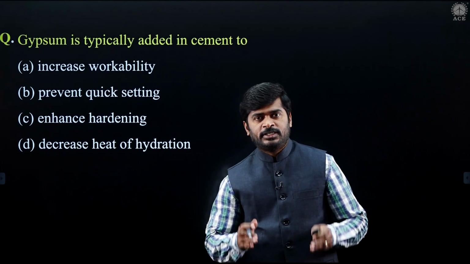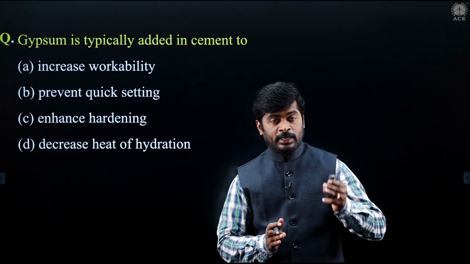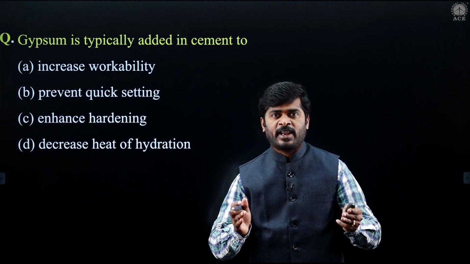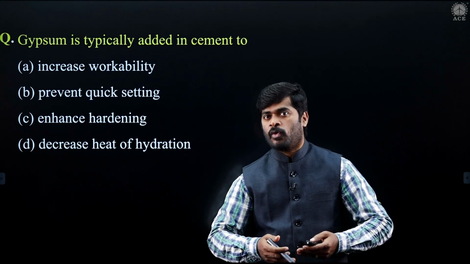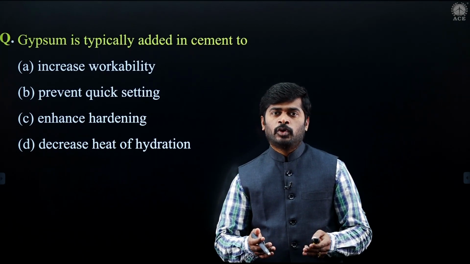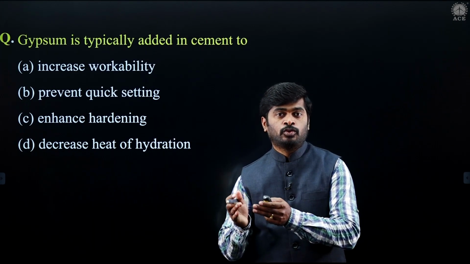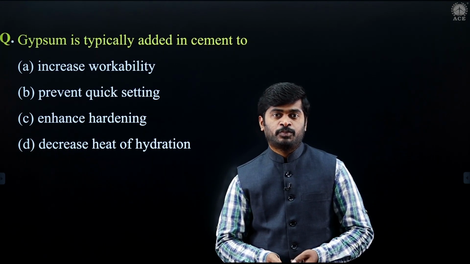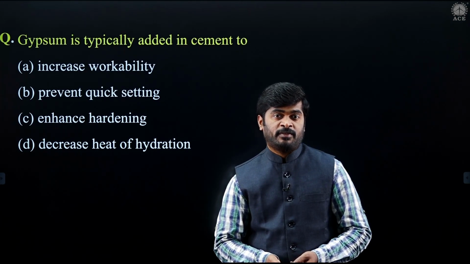My dear, gypsum is added to the cement clinker at the end of grinding, which is added to avoid flash set. Here flash set means quick setting. To avoid quick setting, we are going to add the gypsum. Coming to its quantity, my dear, it is a 2 to 3% by weight of cement.